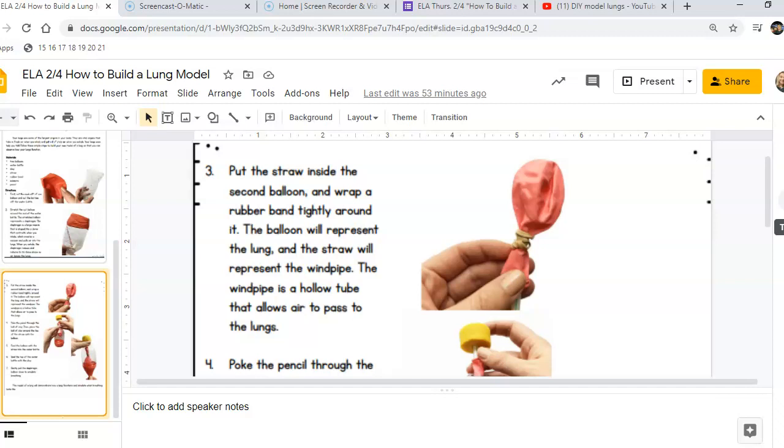Let me say that one more time. The straw will represent the windpipe. The windpipe is a hollow tube that allows air to pass to the lungs. So if the straw is representing the windpipe, it's going to serve in a similar role. So the windpipe allows air to pass through it. So the straw must be doing a very similar function.